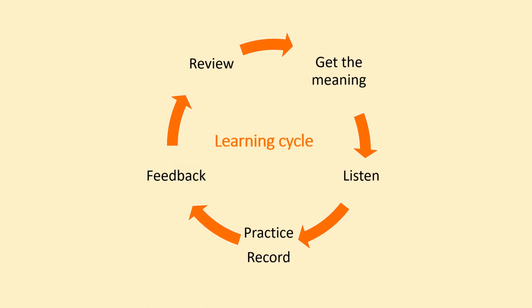Okay, in the learning cycle, they get the meaning, so they listen, and then what? They practice. Only when you get the meaning, you start to listen. Listen 5 to 10 times to each sentence, and then practice, and then record yourself, and then send it to me, the teacher. I listen and give you feedback, and then you review, and then you practice, record, and do it again. Okay?